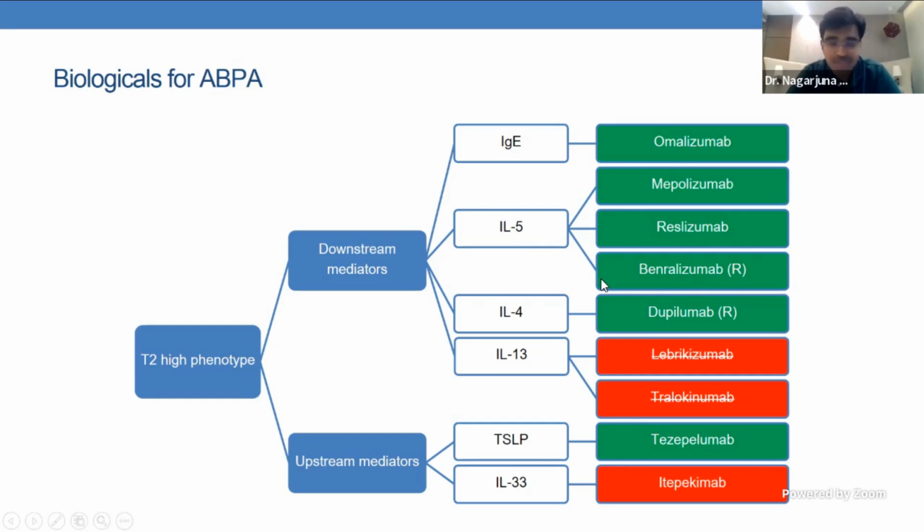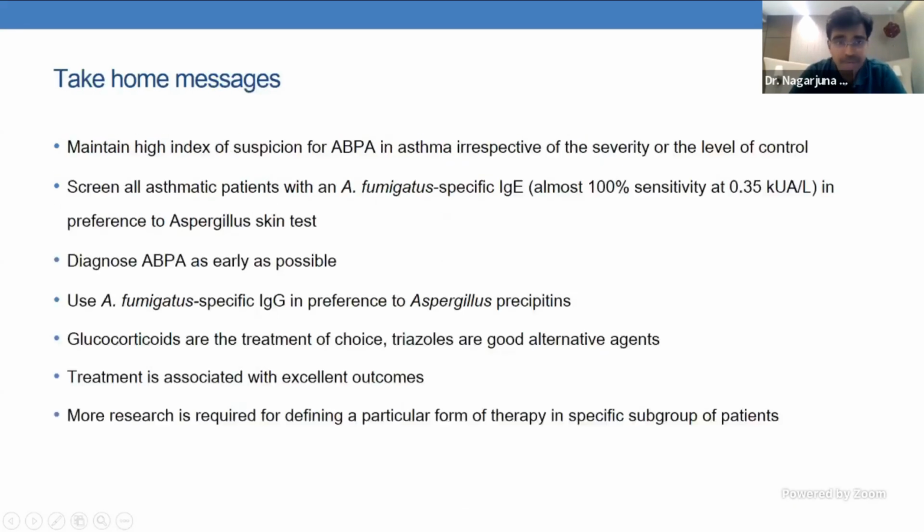We also have been using it for the last couple of years with good results. But again, if you have to talk about guidelines, there is only a mention about this in the guidelines, but they're not officially used. This is about biologics. So with this, I'd like to come to my take-home messages.